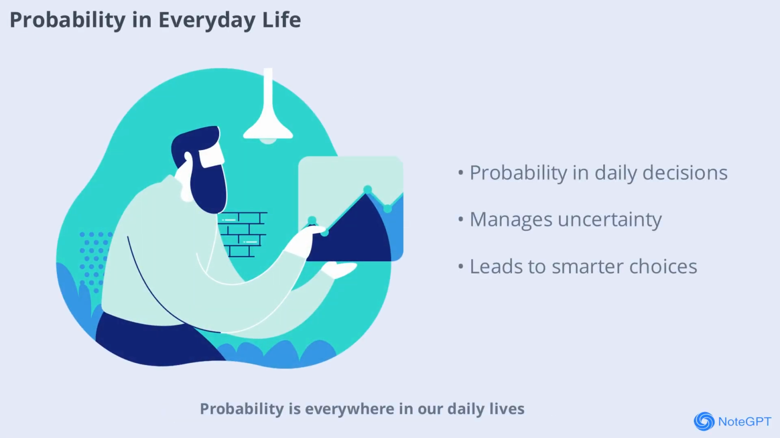Probability is everywhere in our daily lives, from deciding when to leave for work to choosing what to eat. We constantly make decisions based on the likelihood of different outcomes, even if we don't realize it. By understanding probability, we can make smarter choices and better manage uncertainty.